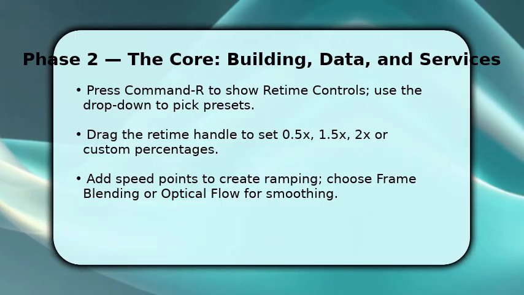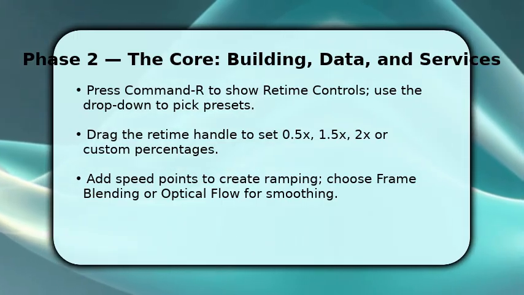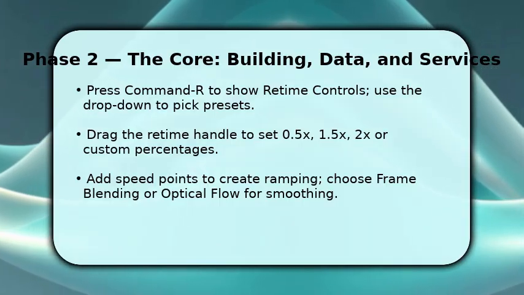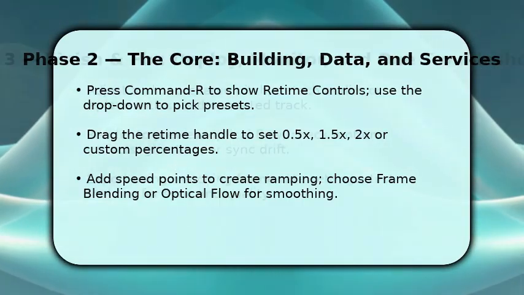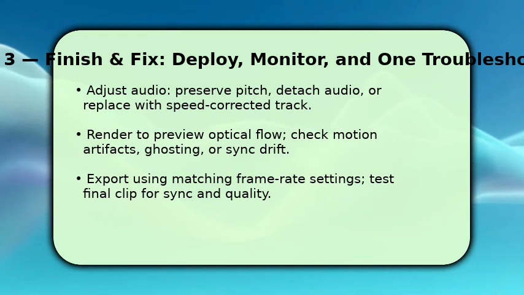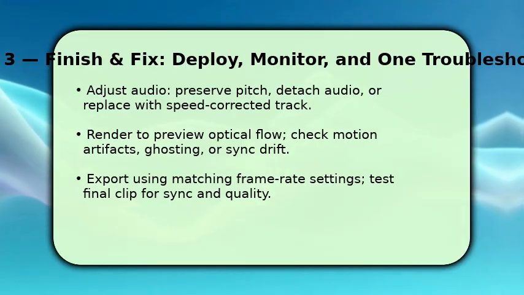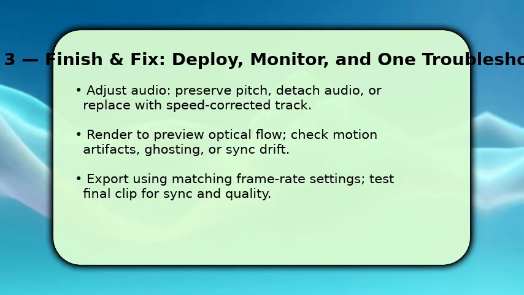Make sure to apply frame blending or optical flow from the retime menu for smoother motion when you change speed significantly, because that improves visual quality. Finish by refining audio and visual quality. If audio must stay natural, enable preserve pitch or detach and treat it separately. Render the timeline to preview optical flow results.